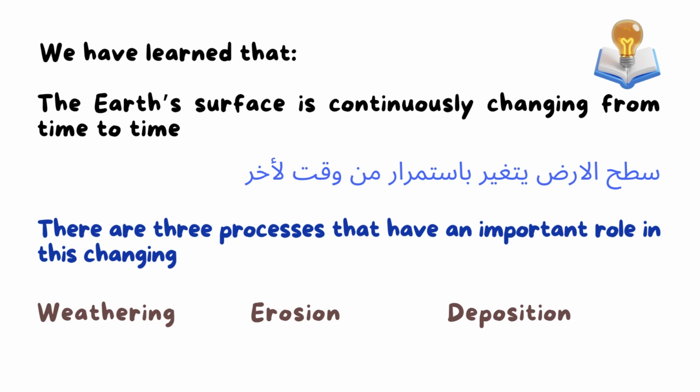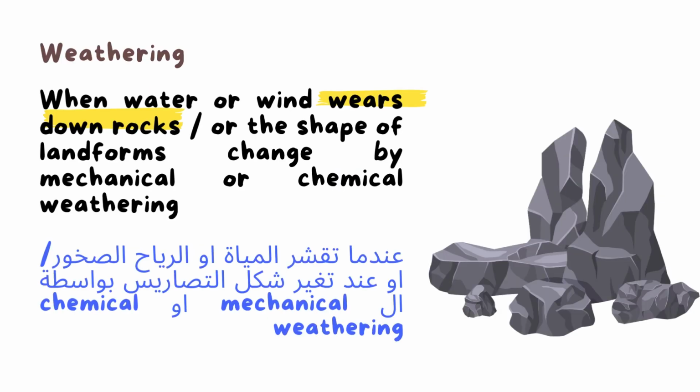Okay, well done, primary 4 students. We know that weathering is when water or wind wears down rocks. This is an expression that means that the wind and water break the rocks. Or we can say it changes the shape of land forms, and we know land forms are all the land features such as mountains, hills, rivers. So the shape of land forms changes by mechanical or chemical weathering. This is about weathering.